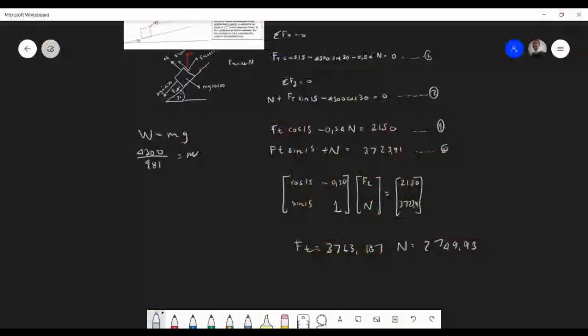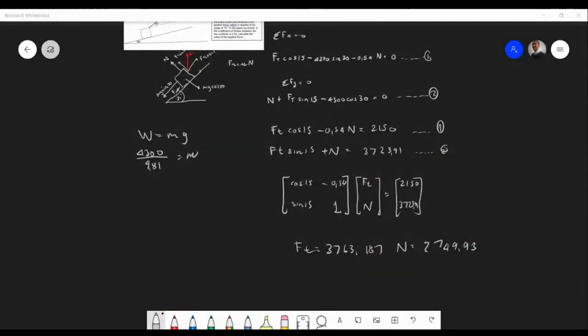First law of equilibrium. Is everyone happy with this? If you have any questions, please ask. It's very important for this chapter, so I just want to start with the fundamentals.